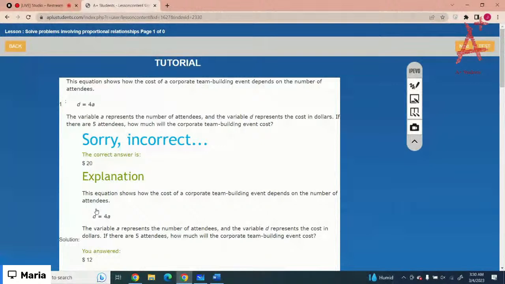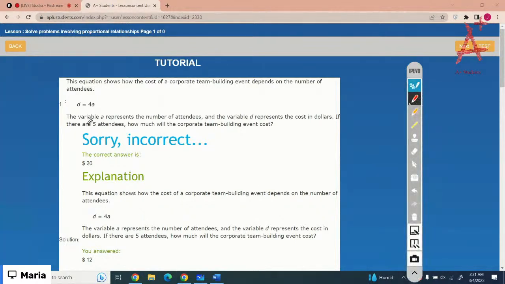Okay, this equation shows the cost of a corporate team building event depending on the number of attendees. D equals 4a. The variable A represents the number of attendees and the variable D represents the cost in dollars. If there are 5 attendees, how much will the corporate team building event cost? So D is the cost and A is the number of attendees. Got it? So you are given there are 5 attendees.